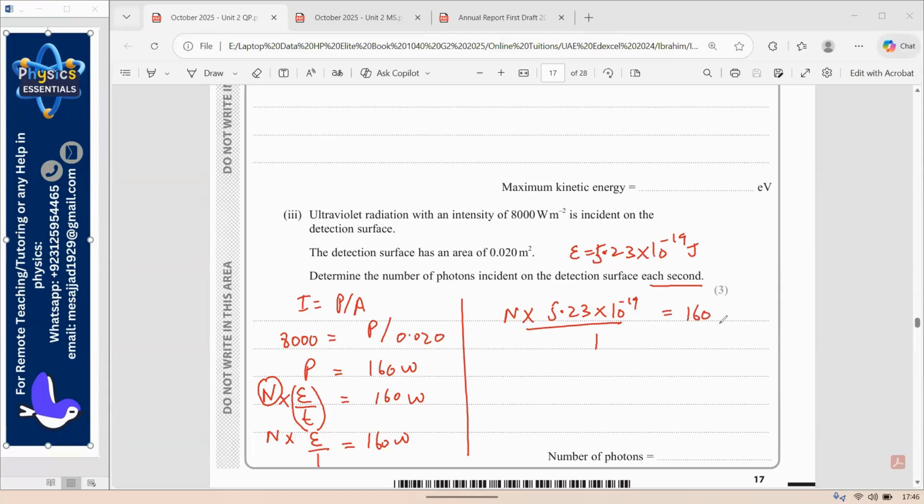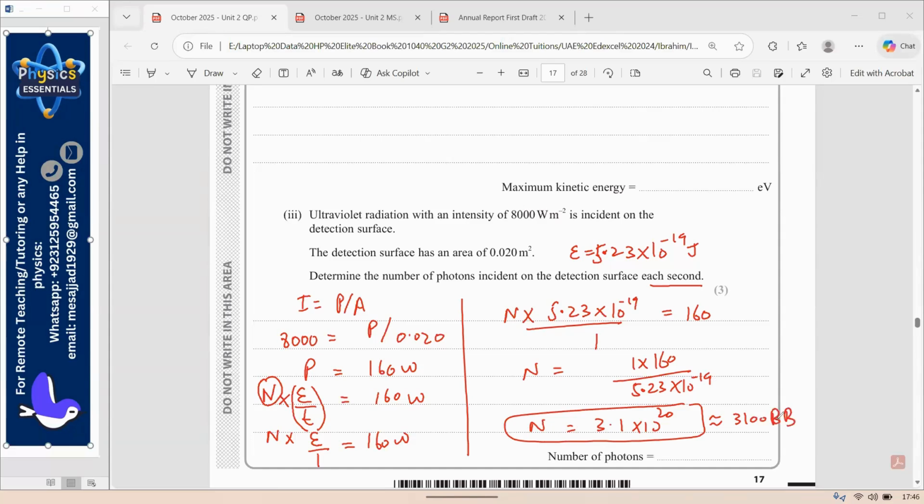equals 160 watt. And from here, n equals 1 times 160 divided by 5.23 into 10 raised to the power minus 19. And from here, you are going to get the number of photons as 3.1 into 10 raised to the power 20. Oh my God. So now you can see that this is equivalent to 3100 billion photons. Okay. So 3100 billion photons are actually being incident on the metal surface, and they are transferring the power of 160 watt to the electrons, and due to that they are coming out.